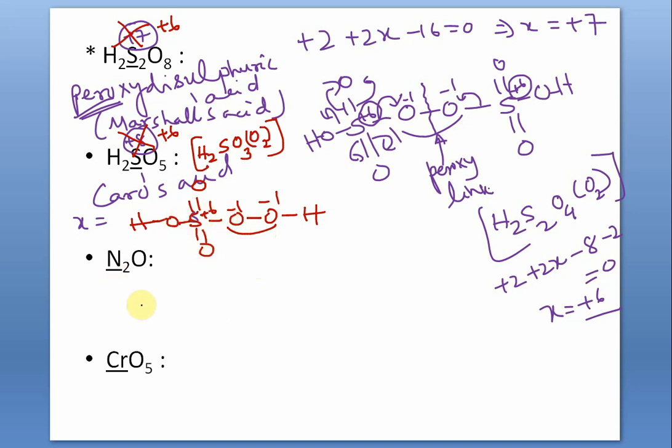Now coming to nitrous oxide, it is a very typical example where you get a funny, unacceptable oxidation number by the X method.